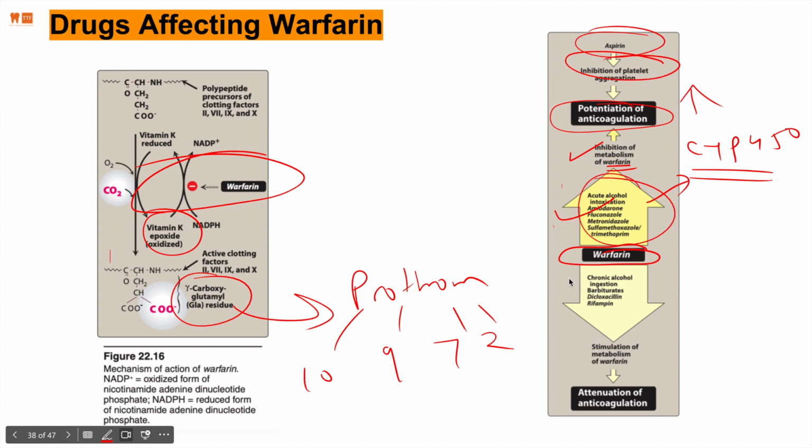However, chronic alcohol, barbiturates, dicloxacillin, and rifampin are also metabolized in the CYP450 family, but they stimulate it. They increase the metabolism of warfarin, and therefore the anticoagulation action ends faster. Okay, so it doesn't last long. That's all it means. It doesn't last long.